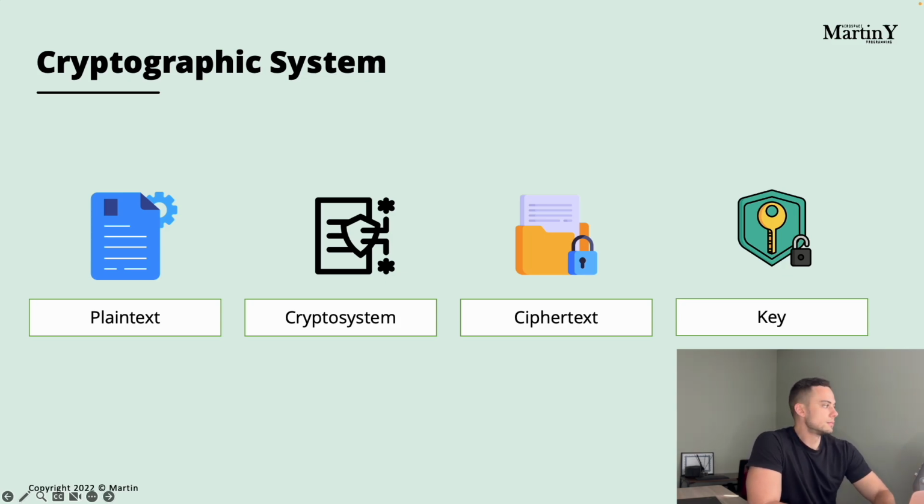Okay, so as you can see here, firstly we have a plain text. This is the message that you want to send. Then we have the cryptographic system. So inside the cryptographic system, something happens. There is some algorithm or code that is modifying the plain text, and once the plain text passes through the cryptographic system, then we get the ciphertext, which you can imagine as a code or something that you don't understand, that is the encrypted text.